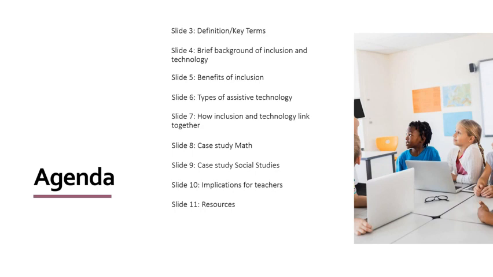Slide 3 will be the definition and some key terms with inclusion and technology. Slide 4, I'm going to give you guys a brief background of inclusion and technology. Slide 5, we'll be looking at the benefits of inclusion. Slide 6, I will talk about the types of assistive technology that are readily available to us and teachers that we know. Slide 7, I will be looking at how inclusion and technology link together.